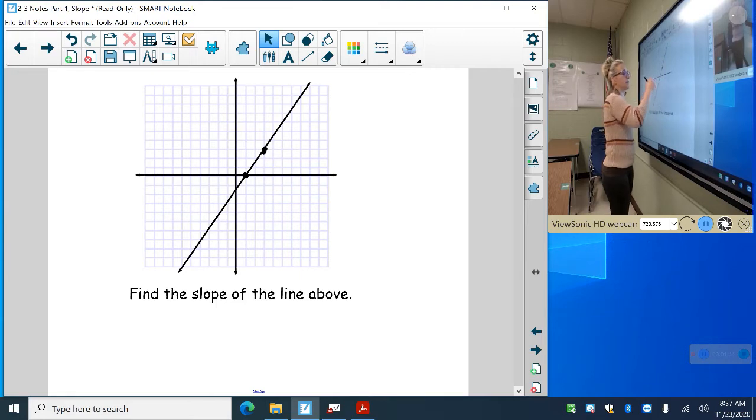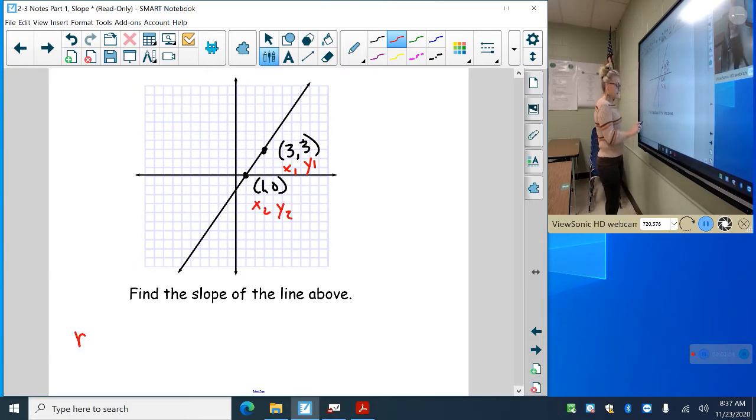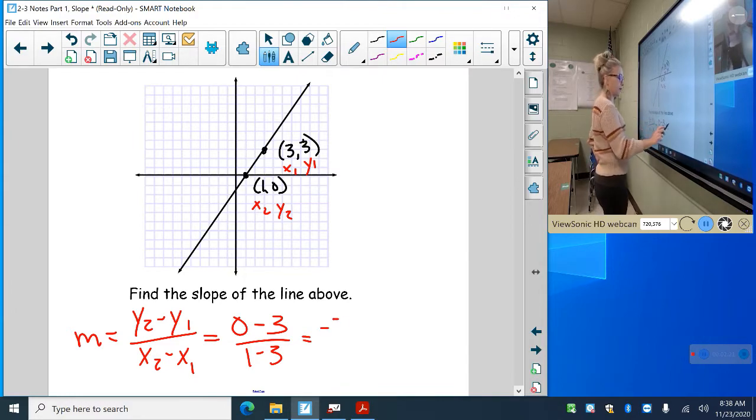So if these are my 2 points, this point is (1, 0), and this point is (3, 3). First thing I'm going to do is label them x1, y1, x2, y2. Then I'm going to calculate it algebraically. So if you remember, slope is y2 minus y1 over x2 minus x1. So I take 0 minus 3 over 1 minus 3. So now that gives me negative 3 over negative 2, which is 3 over 2, or 1.5.